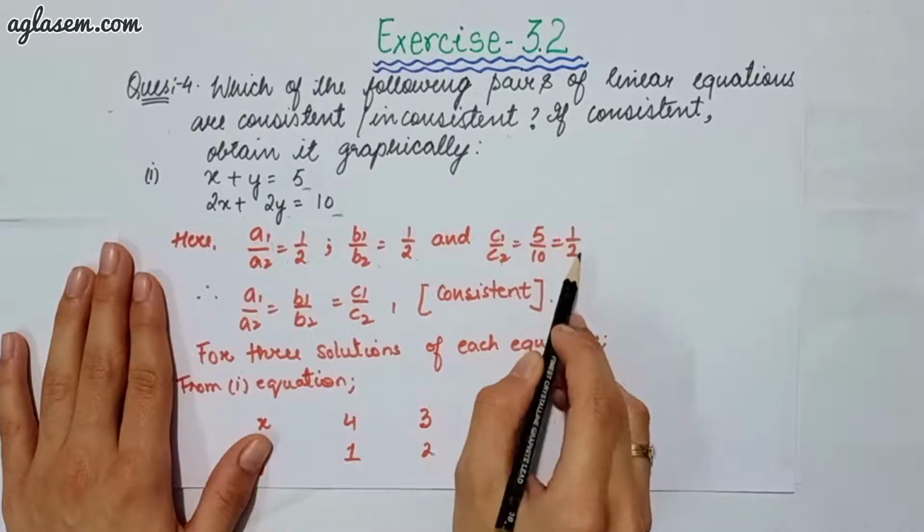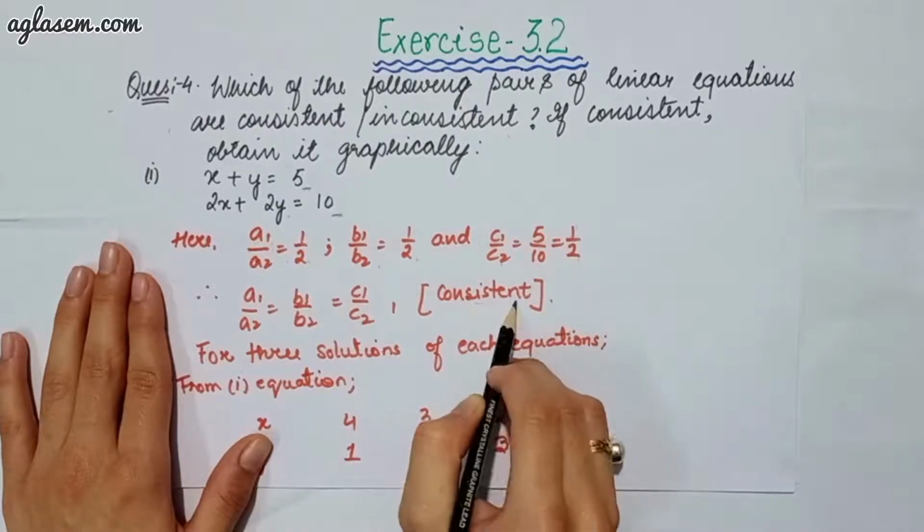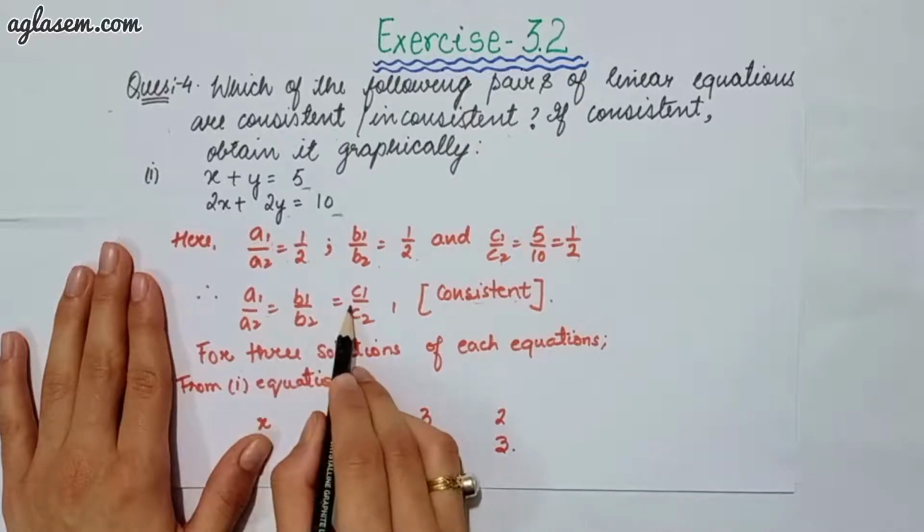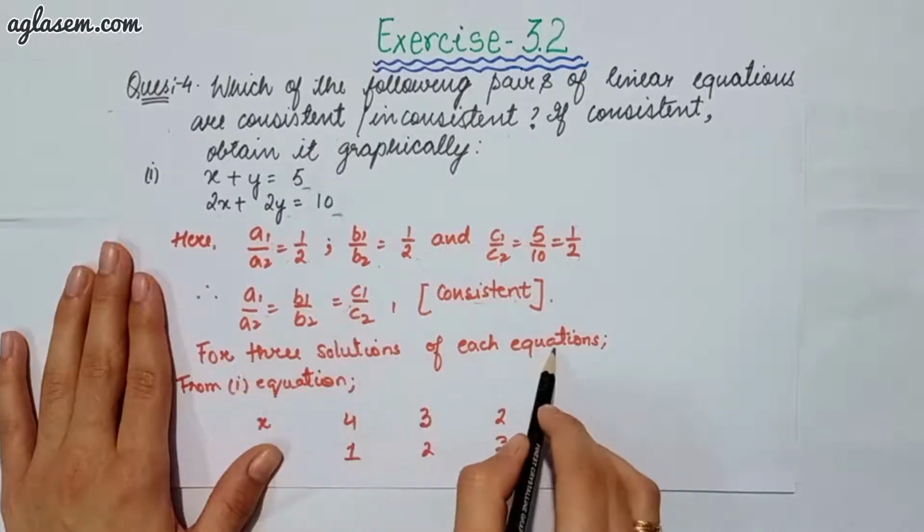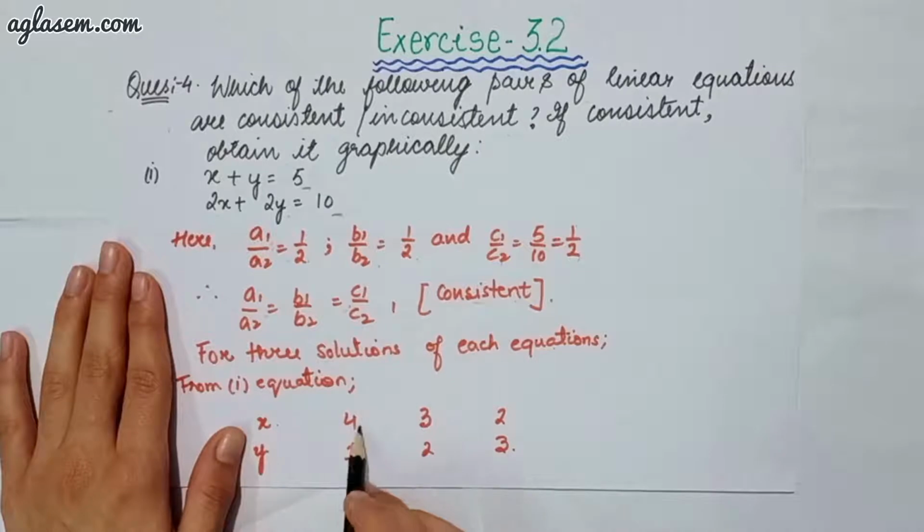That will give you 1 by 2. It means they are consistent, that is they are all equal. For three solutions of each equation, we have x as 4, 3, 2 and y as 1, 2, 3.